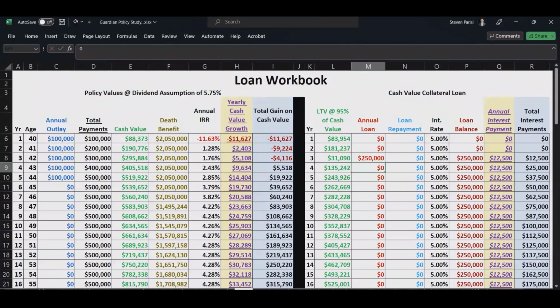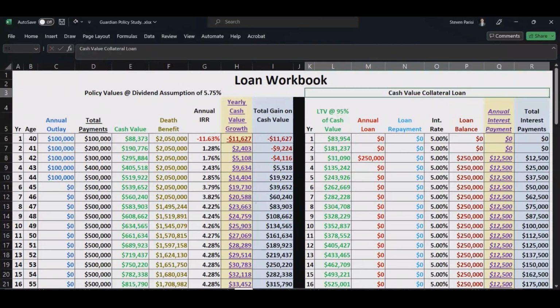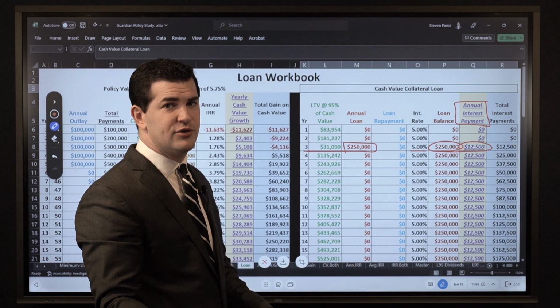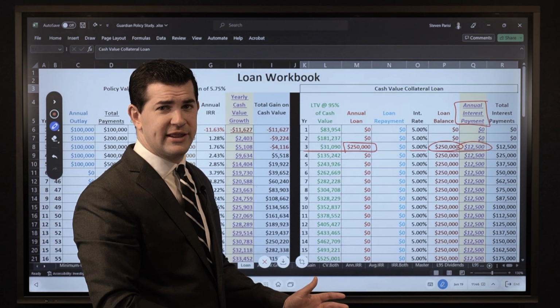There we go. And let's assume no payments first, because I want to show you what I'll look at here. Here's a $250,000 loan at 5%. What does that come out to? $12,500. We've got annual interest payment. This workbook will always assume that you're paying the loan interest out of pocket. It is optional with direct policy loans, which we would want to look at a scenario like that specifically.